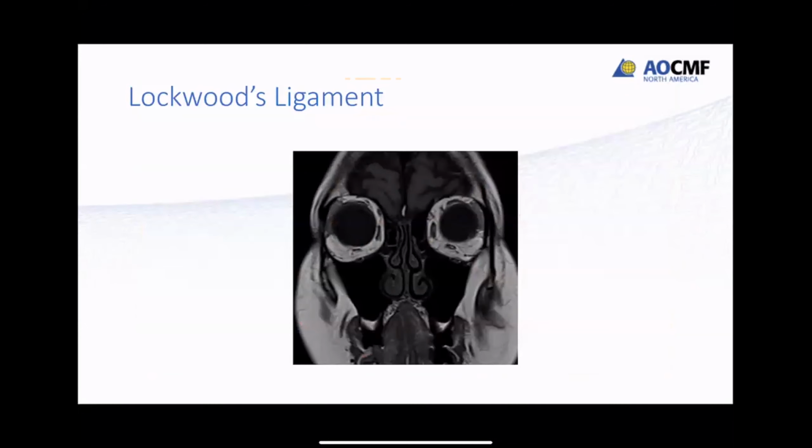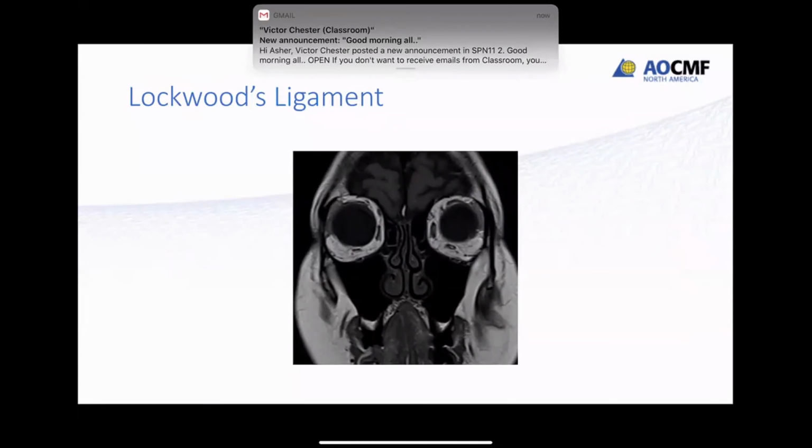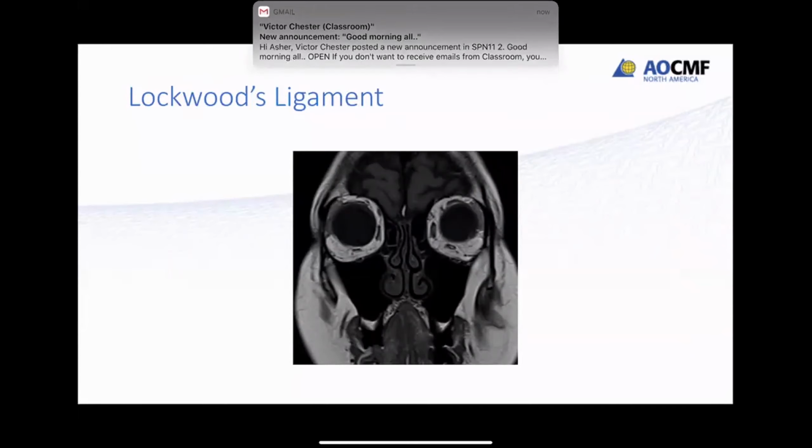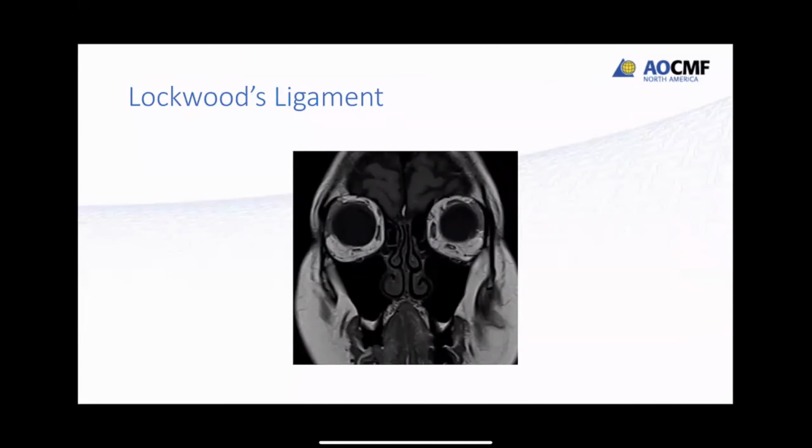So when you look at this MRI, you can see one of the globes is enlarged, and you can see Lockwood's ligament, and it's drooped down. It's not attached, and so this is going to necessitate a secondary surgery or a primary surgery. And a lot of times you do need to get an oculoplastic surgeon into play.